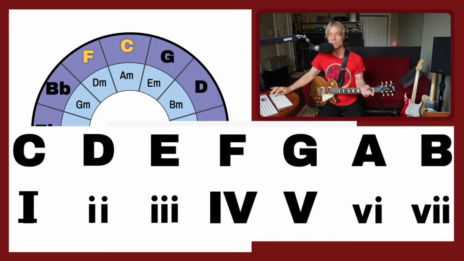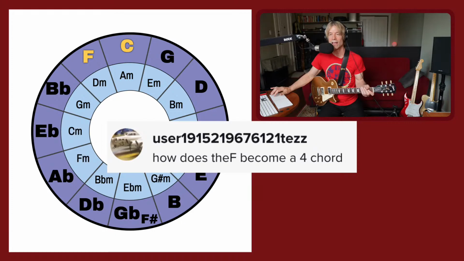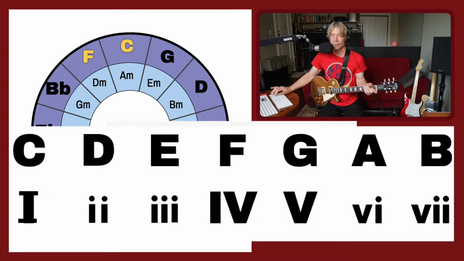F is 4, and that is why. Hopefully that makes sense. How does F become the 4 chord? Well, F is the 4 chord of C. It's not always a 4 chord. F could be anything. F could be the 1 chord if you started there.